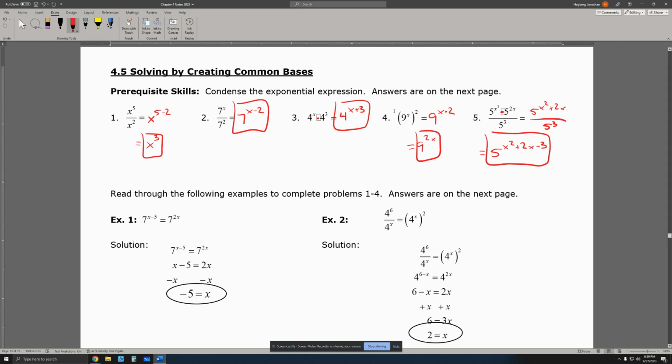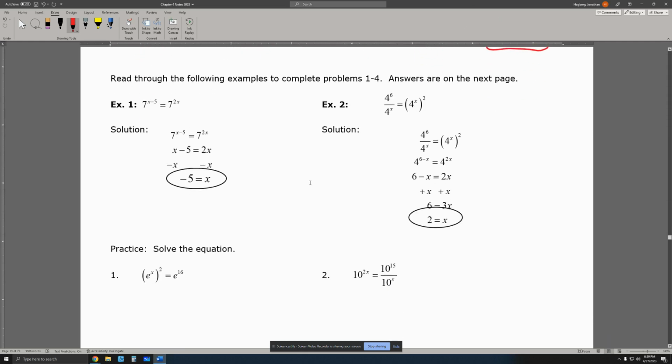Okay. Let's take a look at some examples here. In number one, we have 7 to the x minus 5 equals 7 to the 2x. First thing I notice about this problem is that these are exponents and they have the same base. So when we're setting them equal to one another, we can set those powers equal to one another. If we have the same base, those powers are equal.